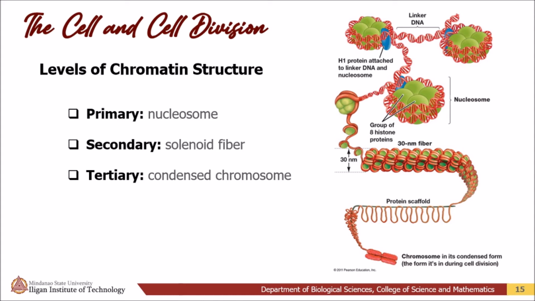Again, chromatin structure is organized at several levels. These are the chromatin primary structure, the chromatin secondary structure, and the chromatin tertiary structure. So the primary structure of chromatin is what we call the nucleosome. The secondary structure of the chromatin is the solenoid chromatin fiber. And lastly, the tertiary structure of chromatin is the chromosome.